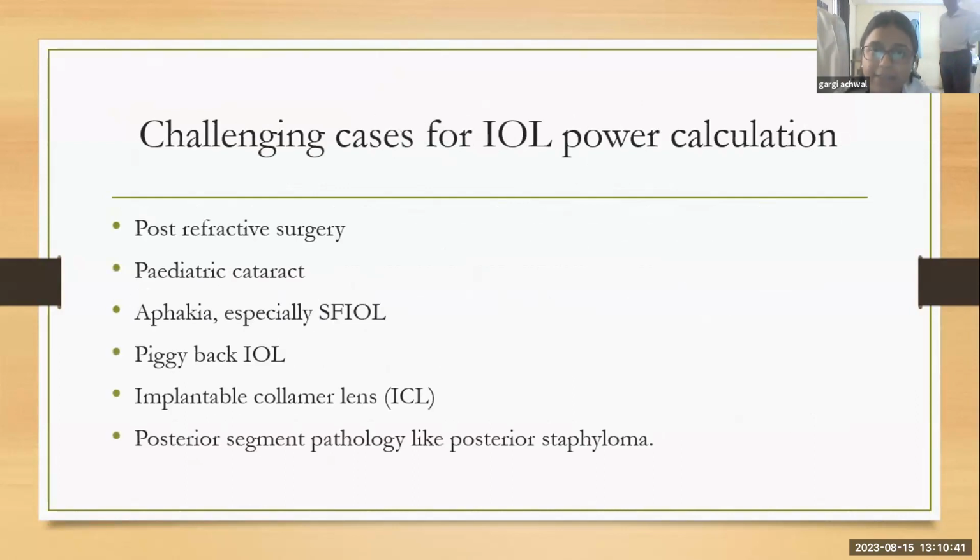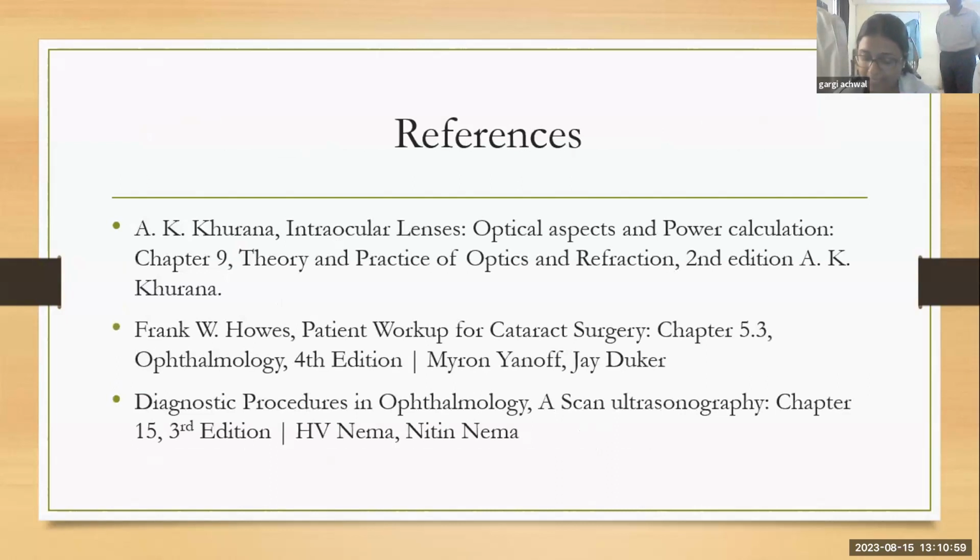There are some cases when IOL power calculation is challenging. For example, post-refractive surgeries, pediatric cataracts, aphakia, especially in secondary IOL calculation, then piggyback IOLs, ICL implantation, and posterior segment pathologies like posterior staphyloma. So this is what biometry is, how it is performed, and its application for IOL power calculation. Thank you.